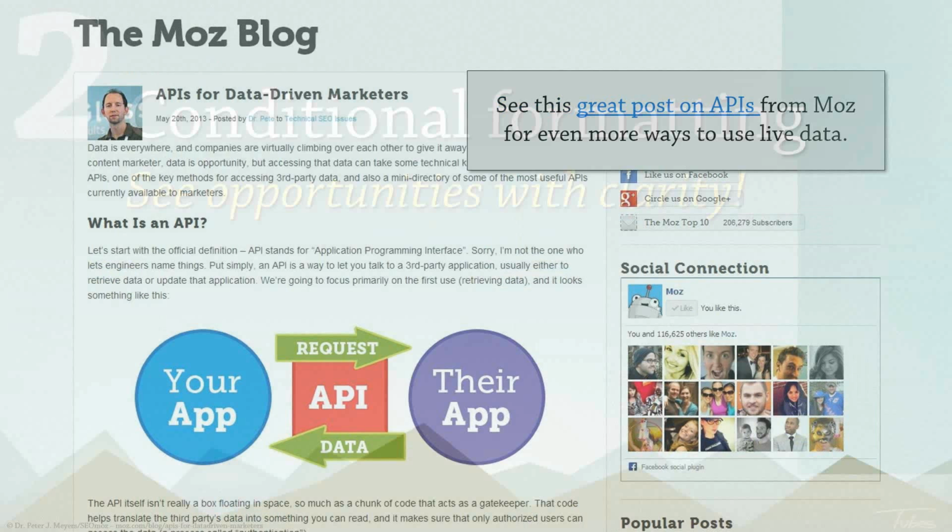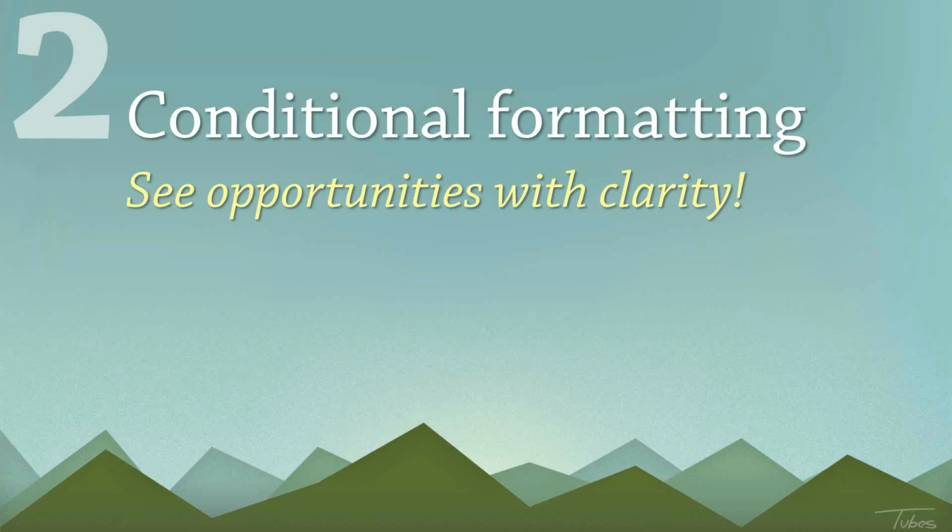So the next thing I'm going to show you is how to use conditional formatting in Excel. So when you have your content audit all ready to go, the next big piece of work is to be able to see opportunities with clarity. That is to make sure that the problems, or opportunities as I call them, rise to the top so that you can take productive action on them.